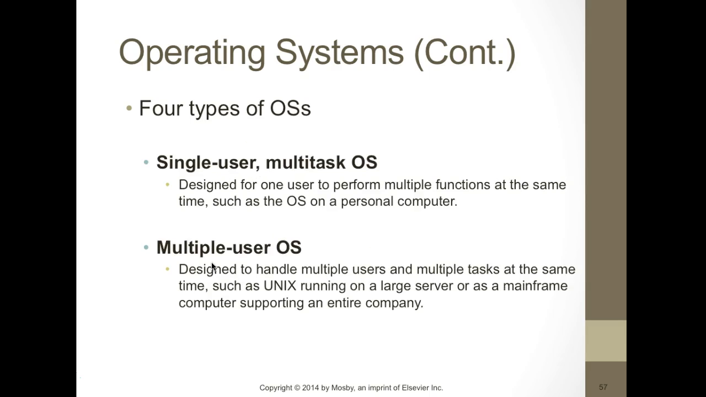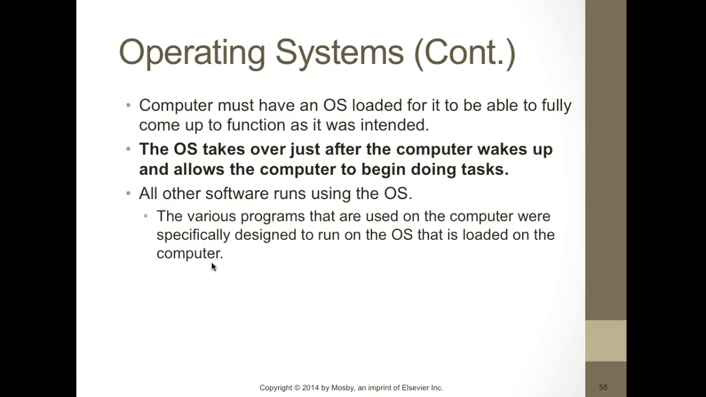There's a single-user multitask operating system. It's designed for one user to perform multiple functions at the same time, so that's like your personal computer. And then there's the multiple-user operating system, designed to handle multiple users and multiple tasks at the same time, such as Unix running on a large server or as a mainframe computer supporting the entire company. So mainframe is the big one for that one.